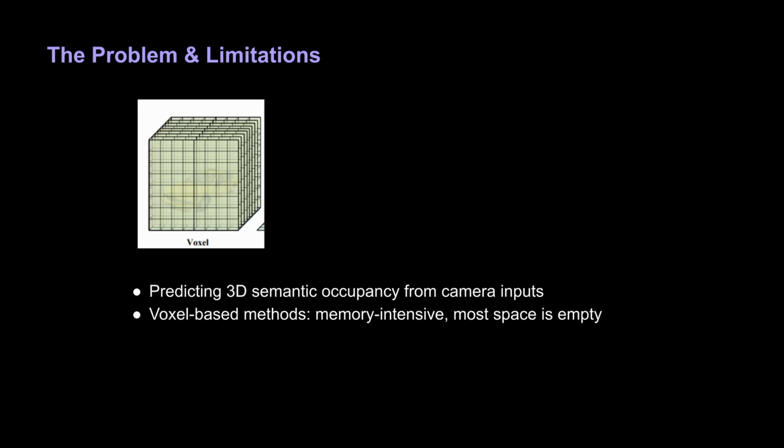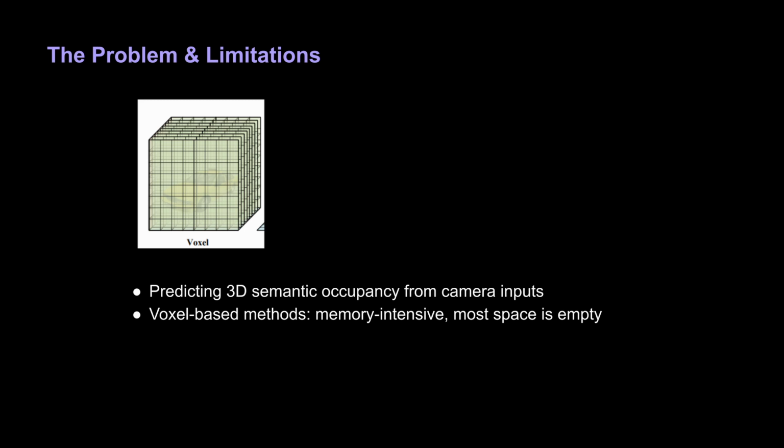To set the stage, let's consider the traditional approaches to 3D semantic occupancy prediction. Typically, we take camera images and try to infer which areas of the 3D environment are occupied and what semantic classes they belong to. The straightforward solution has been to discretize the 3D world into a massive grid of voxels and assign a semantic label to each voxel. While intuitive, this approach is computationally and memory intensive.